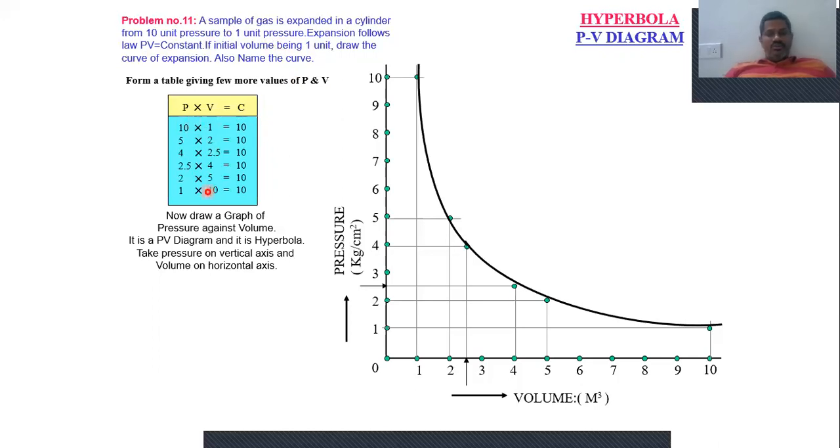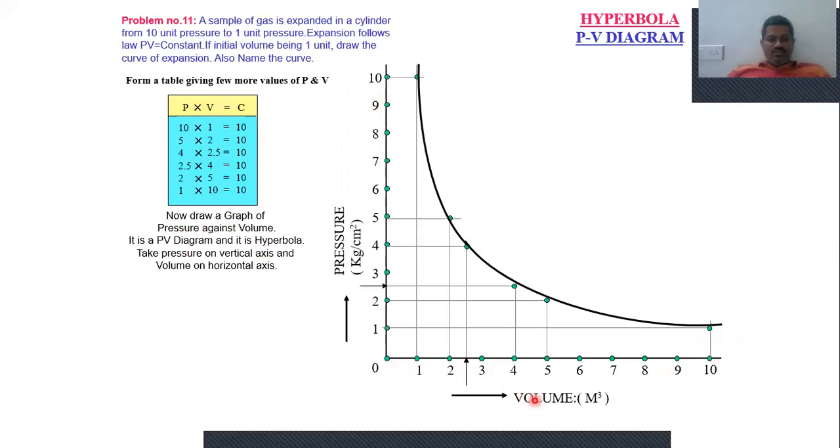So in this ratio we have to get some values. If this is 5, this will become 2. If this is 4, this will become 2.5. So 2.5 and 4, 2 and 5, and 1 comma 10. Like this we will get some relation. Now with these values, take volume on the x-axis and pressure on the y-axis. Because the maximum value for both volume and pressure is 10, take these 10 coordinate values on the x-axis and y-axis like this.